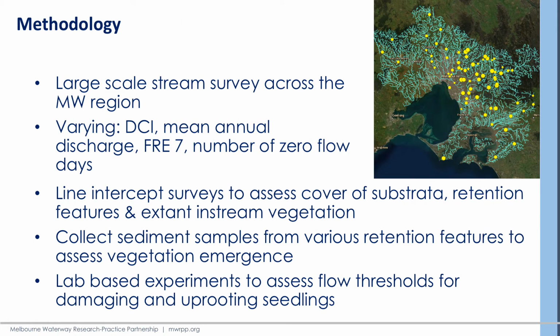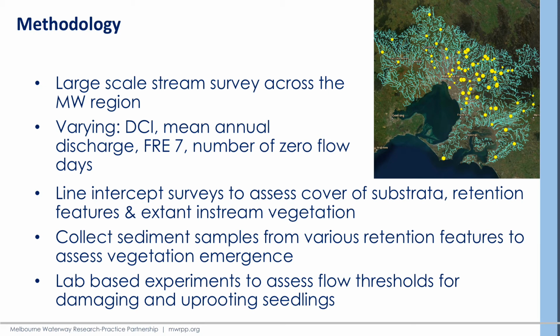Okay, so all of this research will be achieved through a large-scale stream survey across the Melbourne water region involving approximately 50 streams, where the sites will be randomly selected from a range of Melbourne water gauged and also unregulated streams to ensure a range across a number of variables, including things like directly connected imperviousness, mean annual discharge, FRE7, the number of zero flow days, distance to upstream barriers, etc.